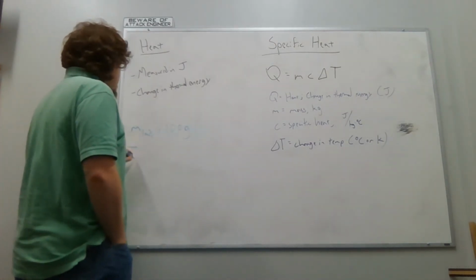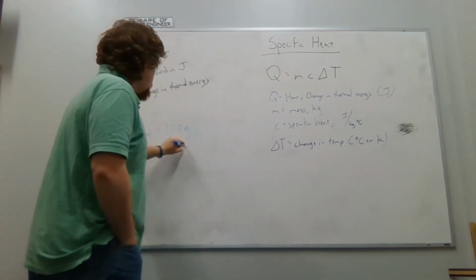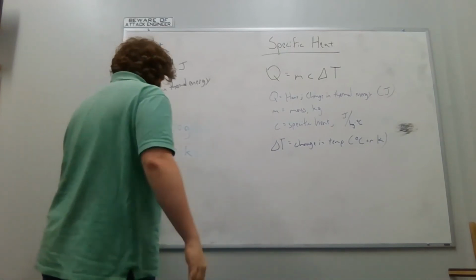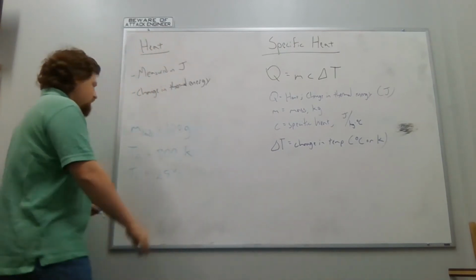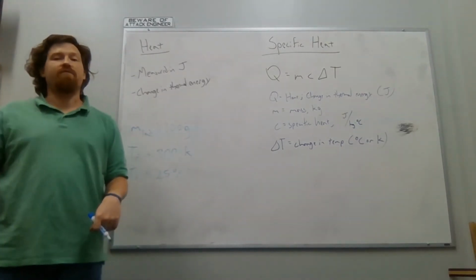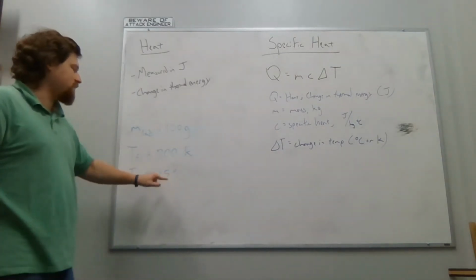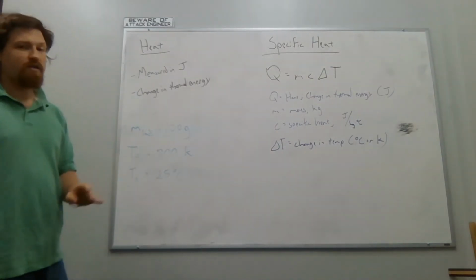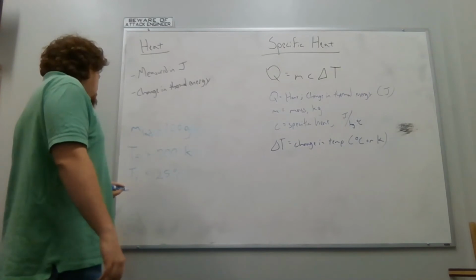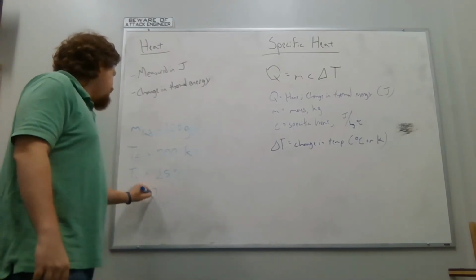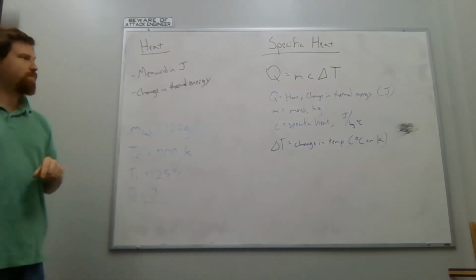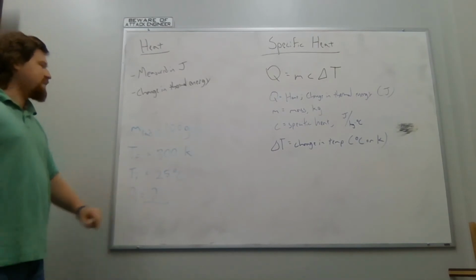This sample is heated up to a final temperature of 800 Kelvin from an initial temperature of 25 degrees Celsius. This is room temperature in the Celsius scale. Room temperature in Fahrenheit is about 75 Fahrenheit. Room temperature in Celsius is about 25 degrees Celsius. Just something to keep in mind. And what we are asked to find is how much heat was added to this metal to make this happen. So, what we want is to know the heat added to our sample.